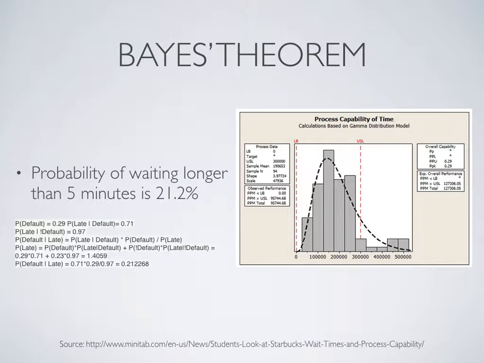For the Bayes theorem, I pulled this from a study that a group of people did. They actually sat in a Starbucks and monitored for a few hours the wait time for a person ordering and receiving their beverage or their order that they purchased. And as you can see here, the probability of waiting longer than 5 minutes is actually 21.2%.